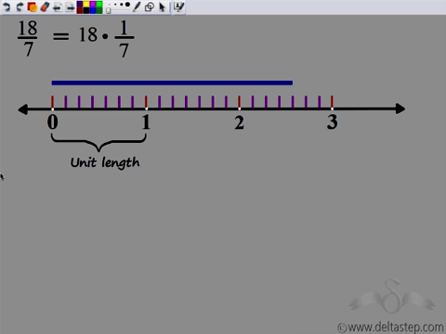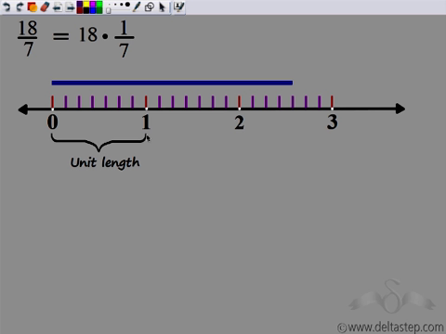So we have this as a unit length. Denominator is 7, which tells me that the unit length should be divided into 7 equal parts. So I have this unit length and I divide it into 7 equal parts. 1, 2, 3, 4, 5, 6, 7. Similarly, this is also a unit length from 1 to 2. I divide that also in 7 equal parts and so on. Every unit length can be divided into 7 equal parts.